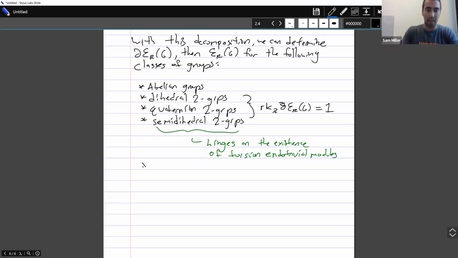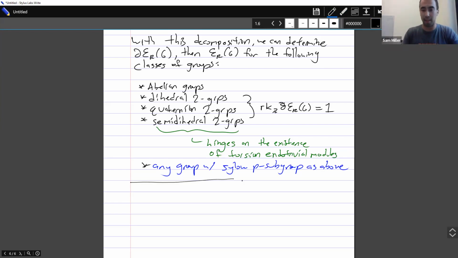Oh, plus any group with Sylow P subgroup as above. And this is actually quite new. This is the last thing that I want to talk about today.